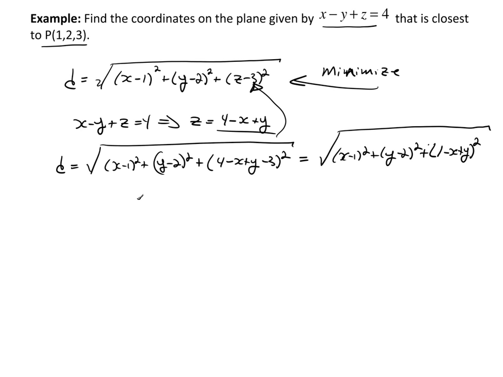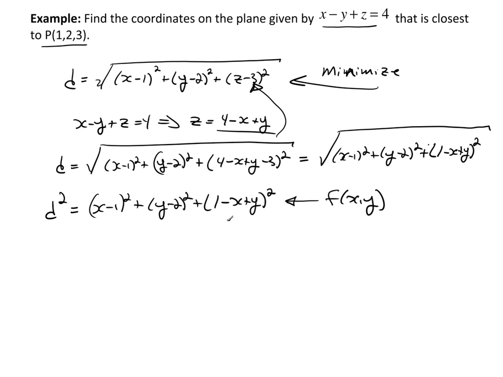Now, to minimize this function, it's the same as minimizing d squared. D squared is going to be a little more manageable, so I can get rid of this radical. Minimizing the distance squared is the same as minimizing the distance, so I can minimize this function instead. This is actually d squared, and I'm going to call this function f of x, y. This is what I'm going to use to take my partials of.